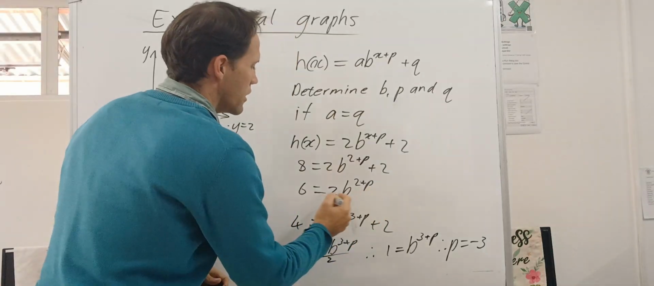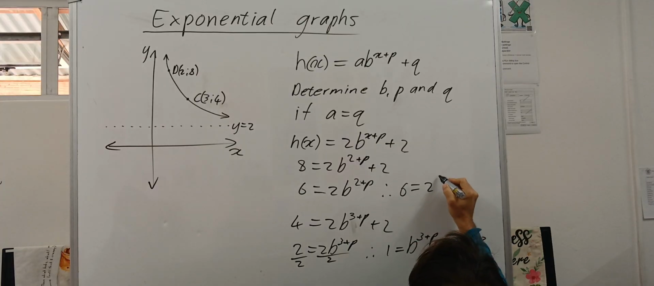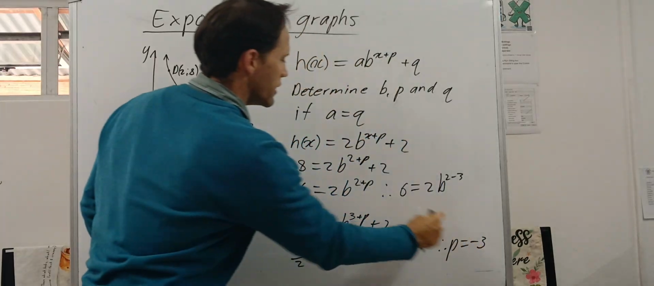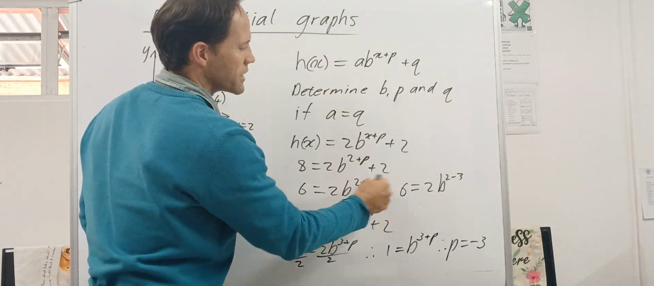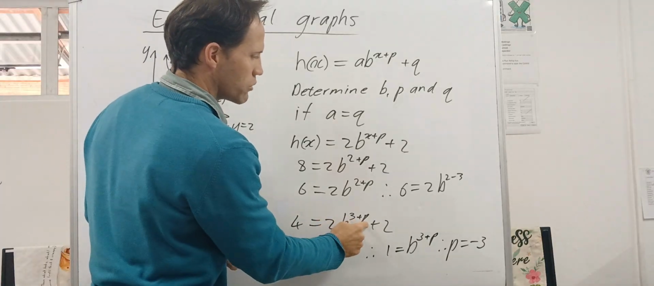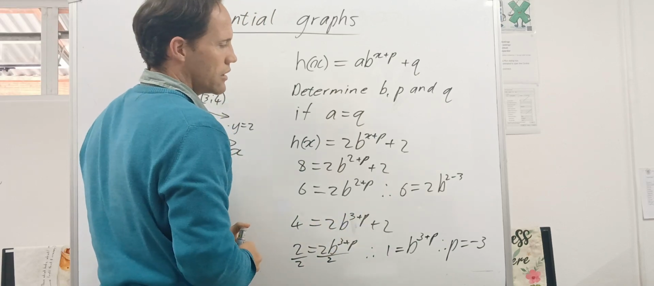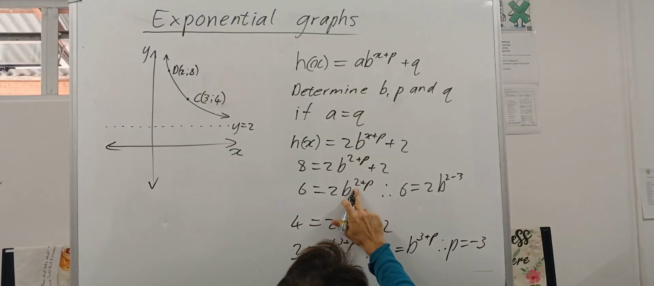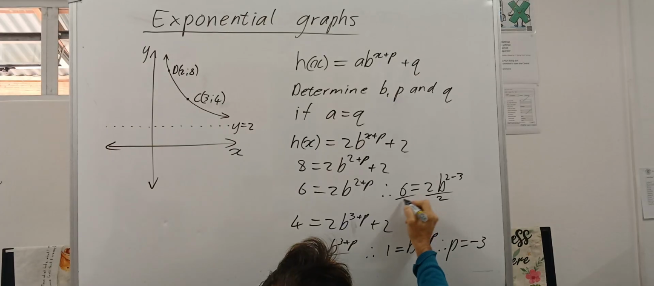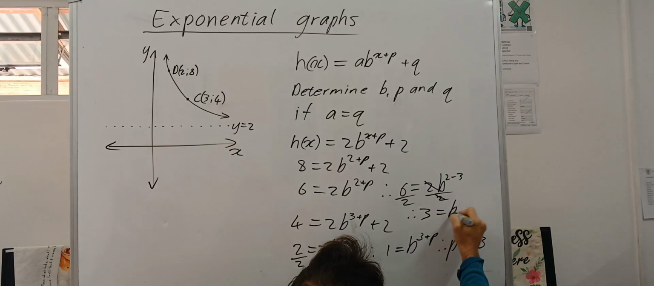We can substitute it. And then for this one, we can say, therefore, 6 is equal to 2b to the power 2 minus 3. Okay, we can take the negative 3 and put it in the place of p now. 2 plus p, but what is p? P is negative 3. So it's 2 plus negative 3, so it's 2 minus 3. So if you divide both sides by 2 now, you get 3 is equal to b to the power negative 1.